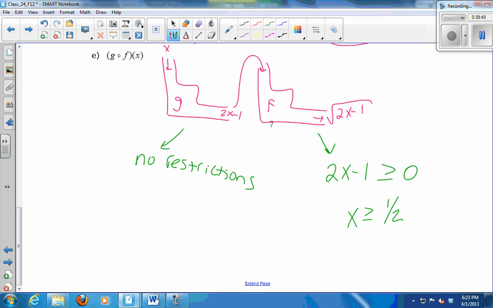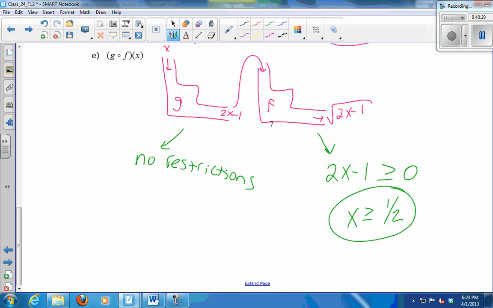So if I want to keep the things going into f positive, I have to manipulate what goes into g appropriately. I can't control what goes into f directly as the manager of this machine shop. I have to plan ahead and say, okay, if I don't want to jam f, I have to think about what x's I can put into g. I can only put x's in that are bigger than or equal to 1/2.